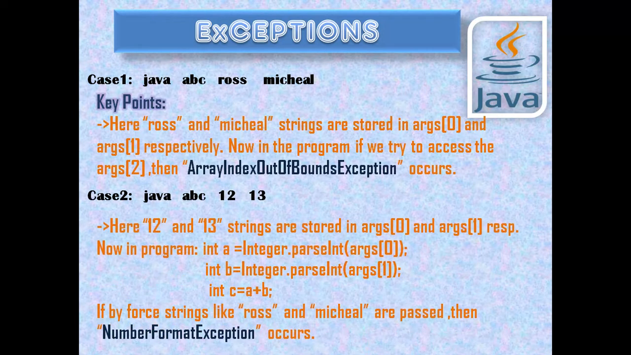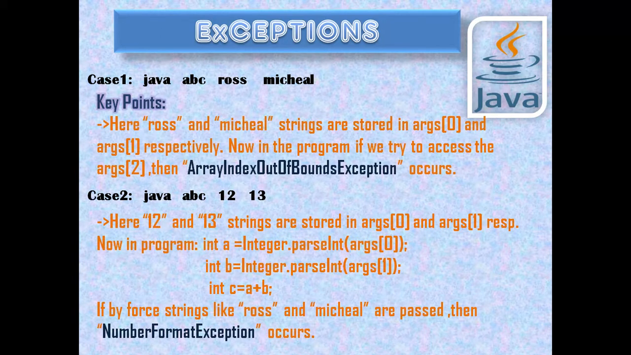Case 2, this is the command which we give, and in the program if we write this following snippet of code, and if by force we are passing the Ross and Michael strings during the runtime, then the number format exception occurs.